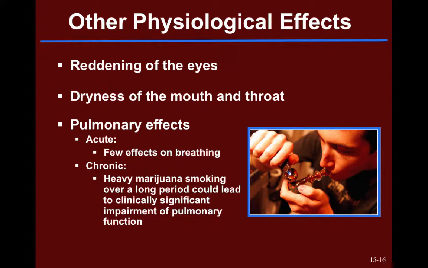Other physiological effects that we associate with marijuana use include reddening of the eyes, mouth and throat dryness, and some other pulmonary effects. With a brief exposure, or the acute effect of marijuana on the respiratory system, we see few effects on breathing, but with chronic use, heavy doses of marijuana could lead to a significant impairment of lung function. This is probably more associated with the inhaling of the smoke than anything else.